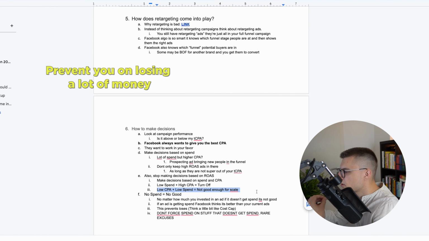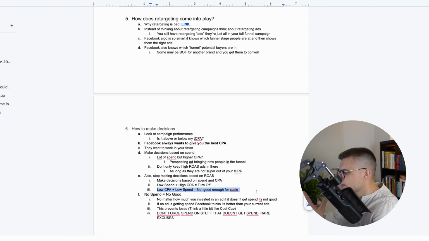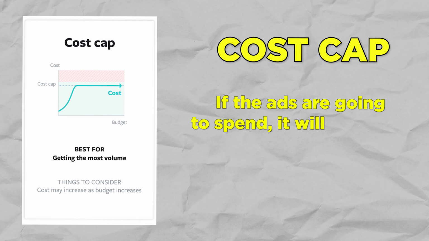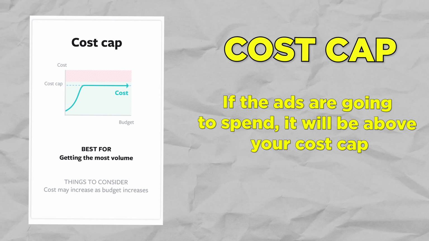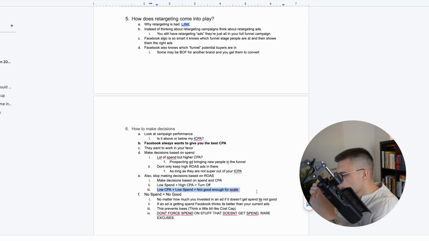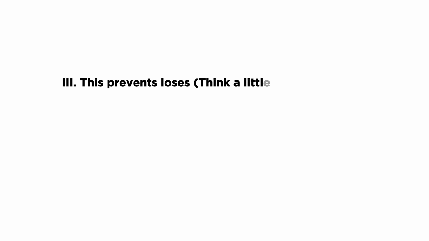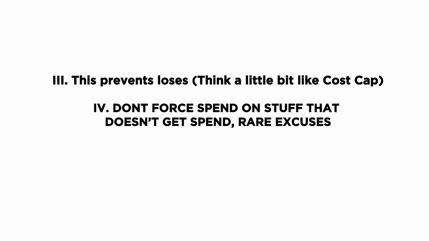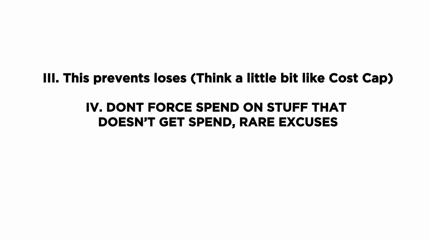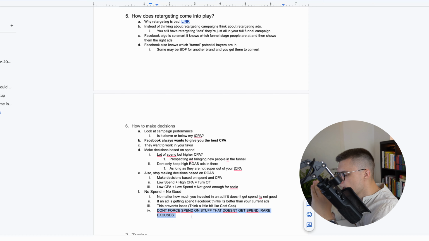Think a little bit of cost cap. If you have cost cap testing, and the ad isn't getting spent, it would be above your cost cap. And the same way kind of goes with testing in a CBO environment. When an ad is not getting spent, it's just not good enough to get spent, right? And this prevents losses. And again, don't force spend on stuff that doesn't get spent. There are rare exceptions where if you as a human being are 100% certain that this ad will outperform all of the other ads in your account and it's not getting spent, you can force spend.